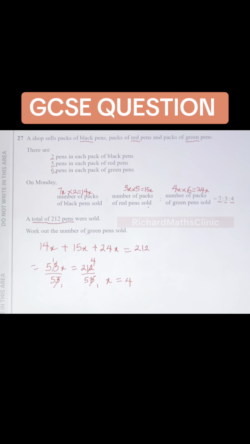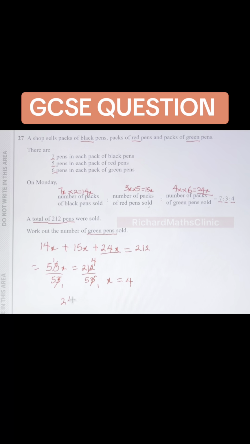So we're going to go back to the expression formed earlier for green pens, which is 24x. The 24x is for the total number of pens. So all I have to do is to substitute, remove the x and replace it with 4. I'm going to be substituting 4 for x. That is 24 multiplied by 4. I hope you're following. Fantastic. And this will give us 96. That is 96 green pens sold. And this is the answer.